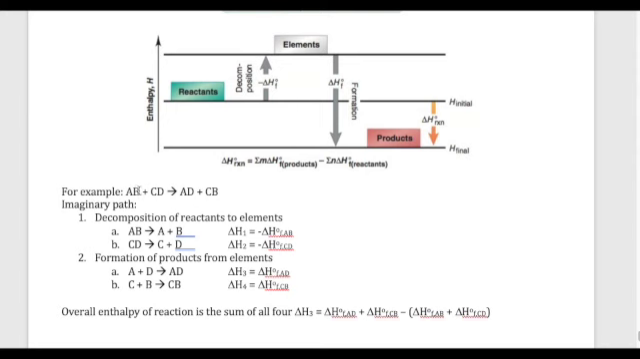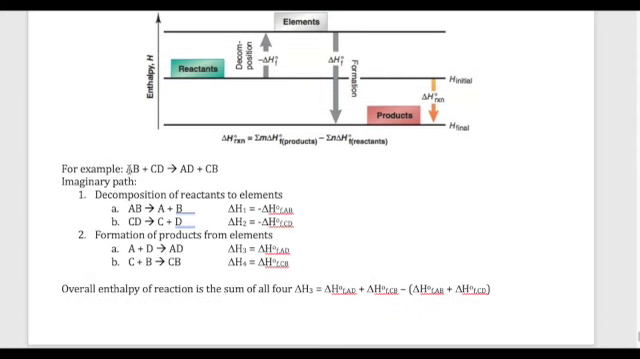Okay, so here's a quick example just to show you some imaginary reaction here. AB plus CD goes to AD plus CB. So again, we can imagine, why do I keep saying this imagine? Because remember, in Hess's law, it really doesn't matter what path you take, right? The whole point here is that H itself is a state function. So delta H can be calculated with any path that we can come up with.